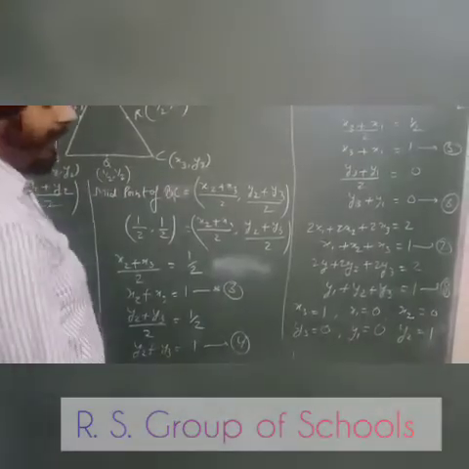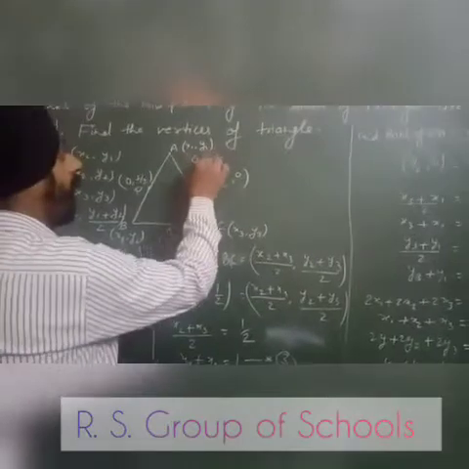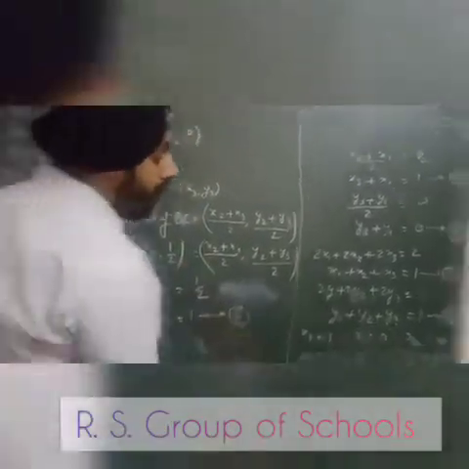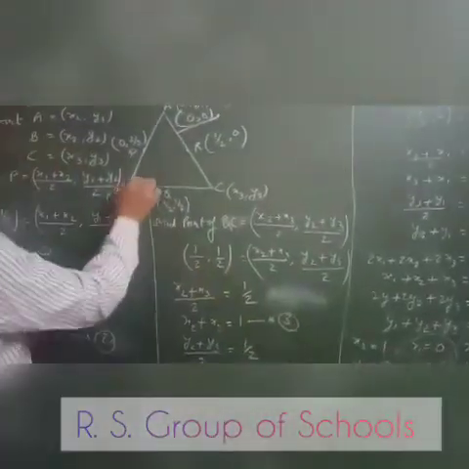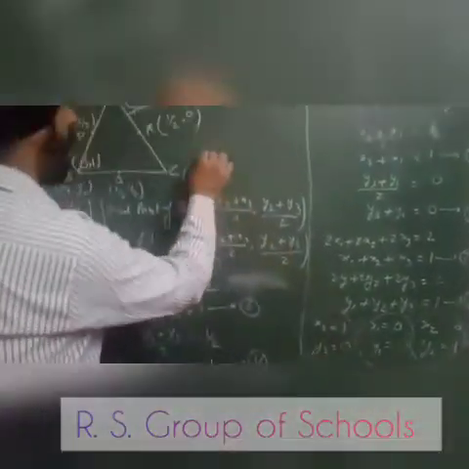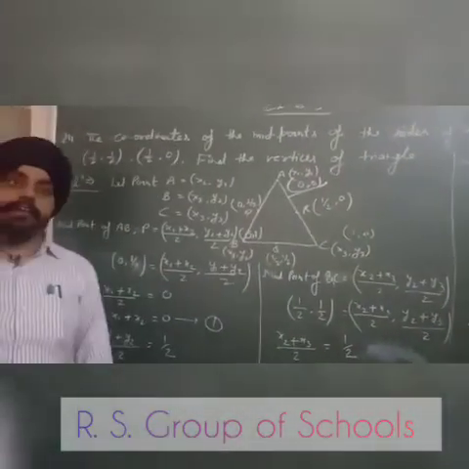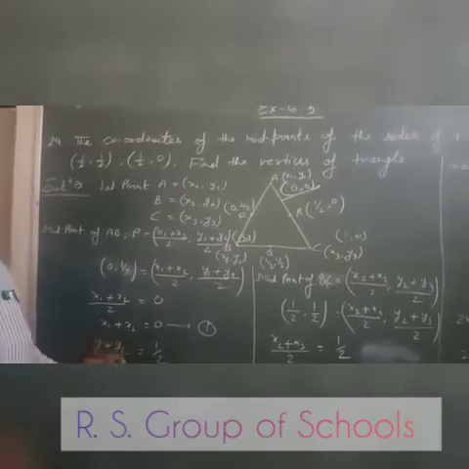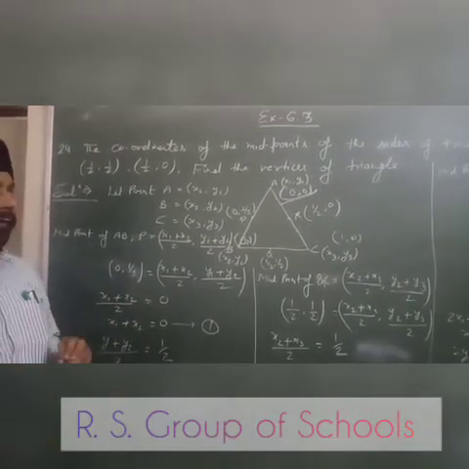Then the coordinate of A is (x1, y1), which is (0, 0). The coordinate of B (x2, y2) is (0, 1), and the coordinate of C (x3, y3) is (1, 0). This is the answer of this question. If any student has any problem, first all students solve this. If any problem, then ask me. Thank you. Good day.